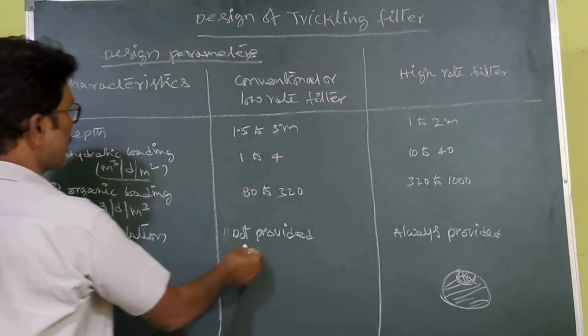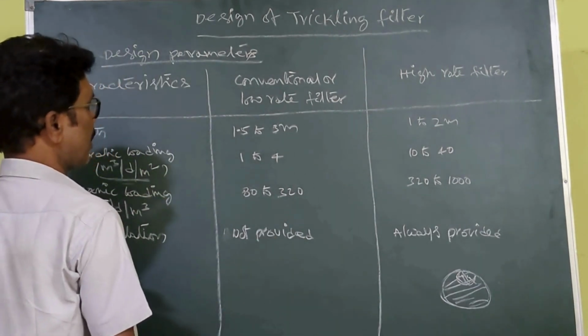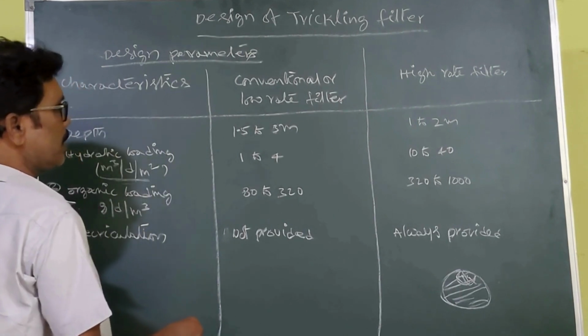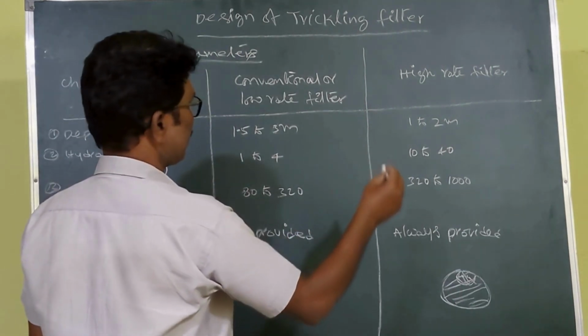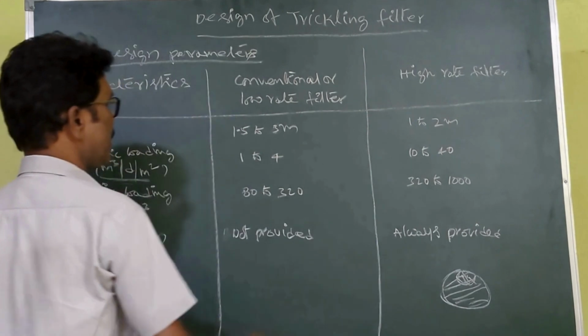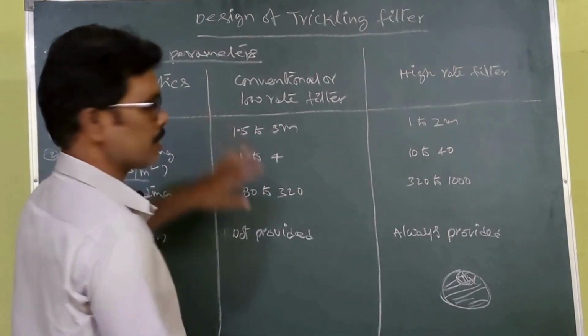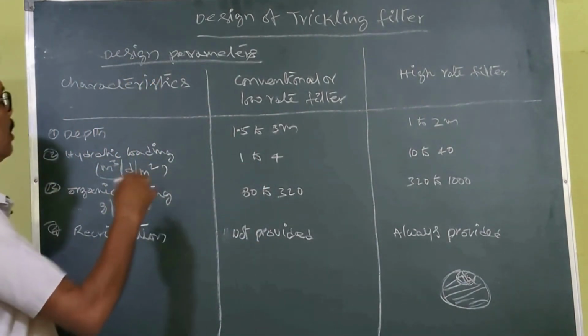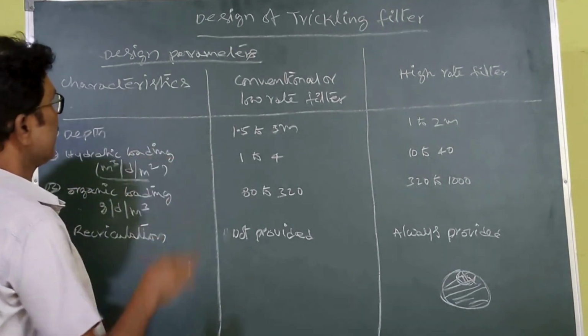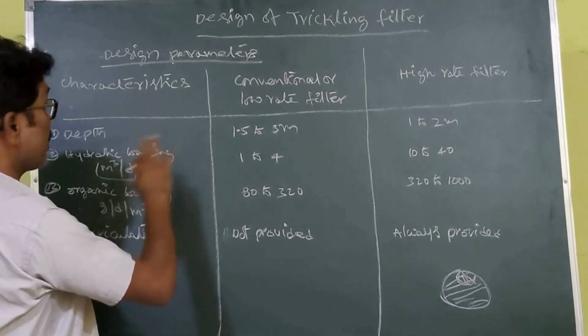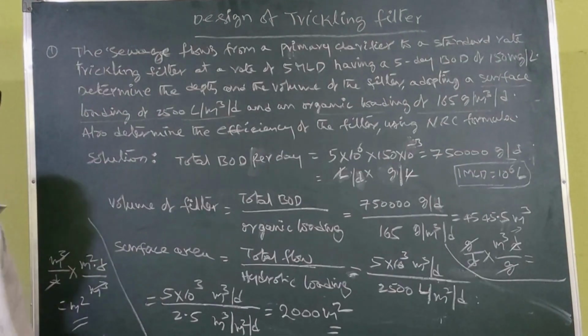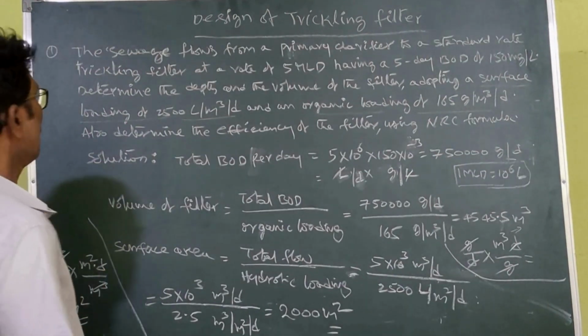Recirculation is usually not required in the conventional or low rate or standard rate trickling filter. In the high rate trickling filter, it is mandatory; it is to be provided. We have to remember these parameters while we are designing the trickling filter. Okay, friends.